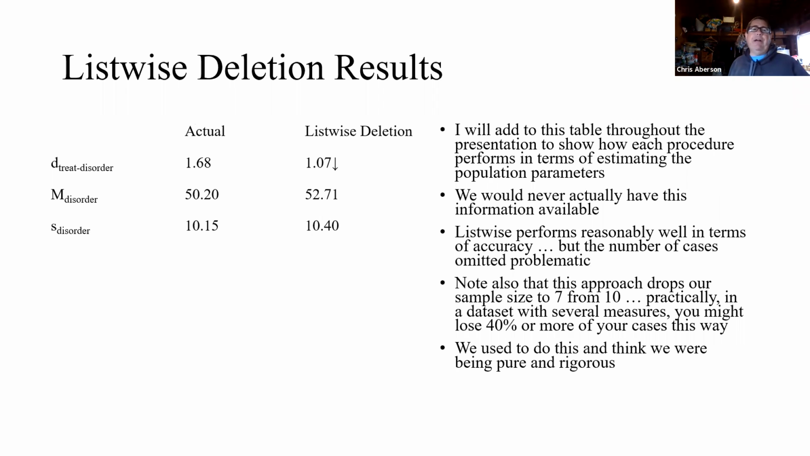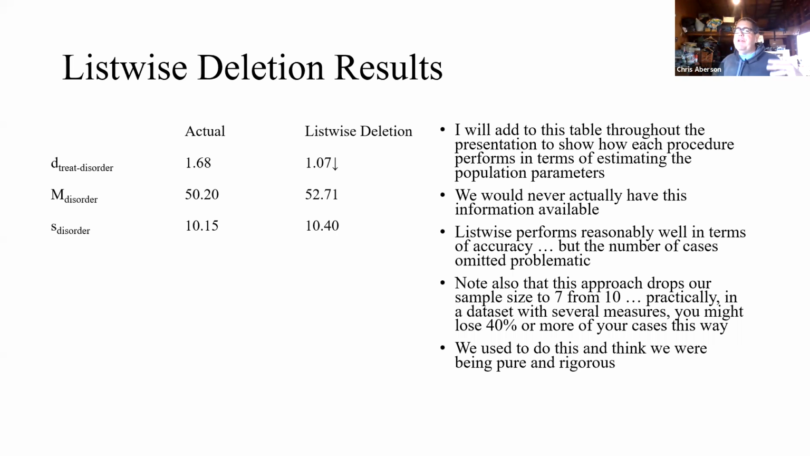In terms of the results, comparing the actual effect size, mean, and standard deviation to what we get when we do listwise, listwise is going to tend to reduce the effect size. Not surprisingly, it doesn't have much influence on the mean or the standard deviation. Listwise actually performs reasonably well in terms of accuracy, but the number of cases omitted is problematic. We dropped about 30% of our sample here.